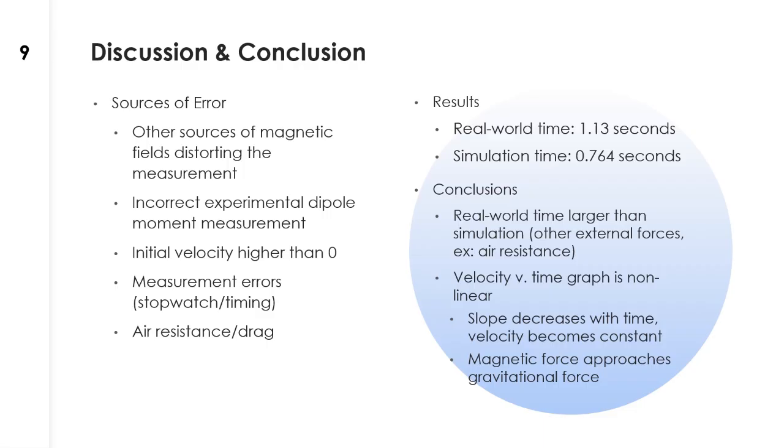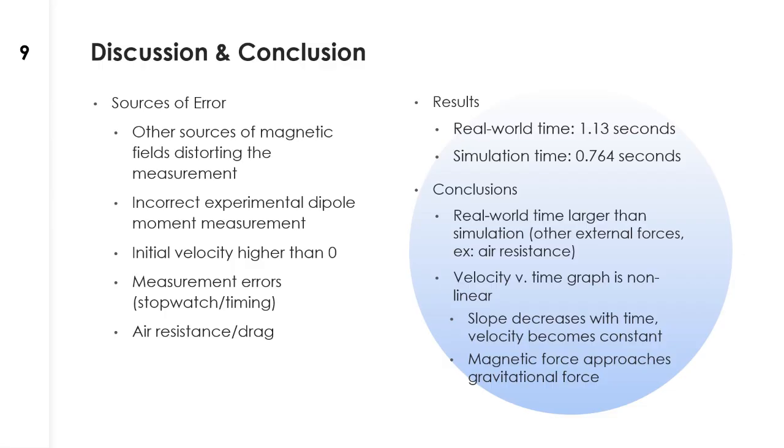Some sources of error: there could have been other magnetic fields. The initial velocity could have been higher than 0 in the real world. There could have been measurement errors, and there could have also been air resistance and drag, which we didn't account for. So the results are as follows, and for conclusions, the real world time was about 0.3 seconds larger than the simulation time.